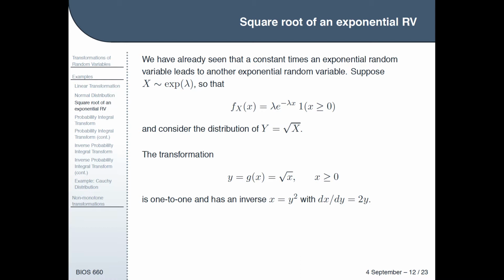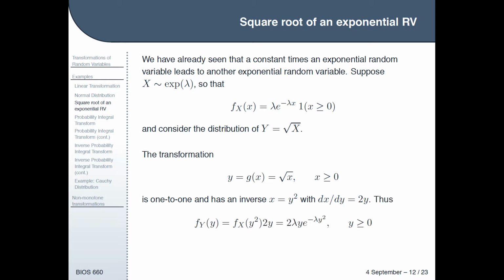So the transformation function here would be y equals the square root of x. It's a one-to-one mapping, and its inverse is obviously going to be x equals y squared. The derivative of that with respect to y will be 2y.